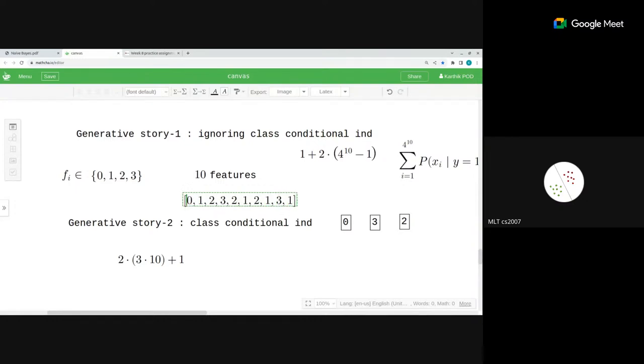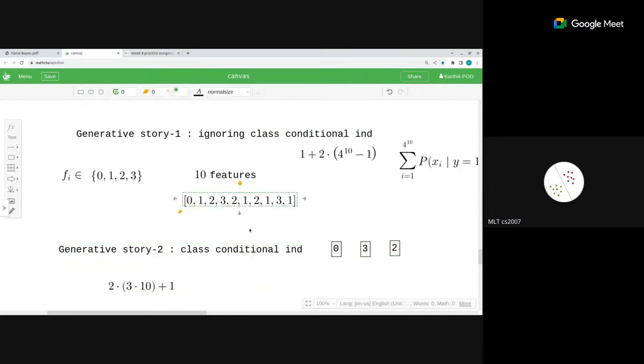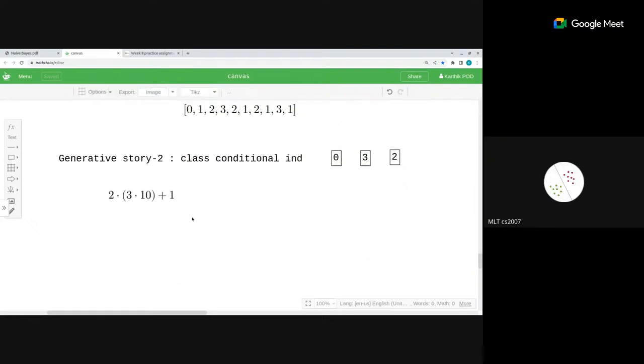Do you agree that this is one data point? I mean, one possible feature vector. So this feature vector will be written on one face of the dice in the first generative story. And likewise, you will have 4 power 10 faces for that particular dice. So you will have all possible feature values written on 4 power 10 faces. Now if you throw this dice with 4 power 10 faces, one of these faces is going to come up. So you need 4 power 10 minus 1 parameters. That is what that dice is in generative story 1. Got it? In generative story 2, what is the dice doing?